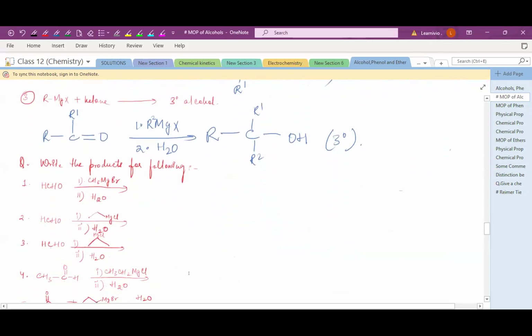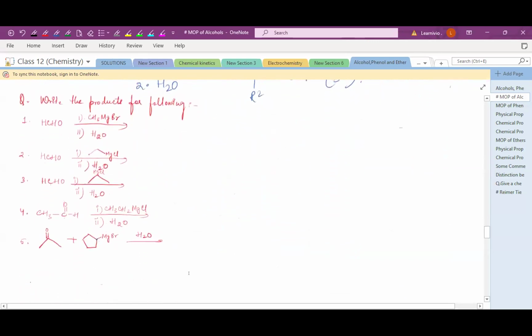Okay, so let's do some questions. Write the products for the following. It's simple. You can see over here, the same mechanism you will follow. So this is formaldehyde, HCHO. You are treating HCHO with RMgX. So instead of R, this is a methyl group, CH3.